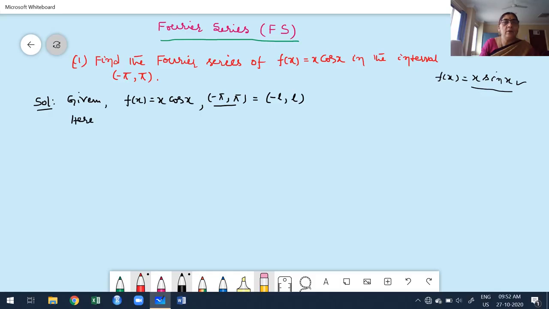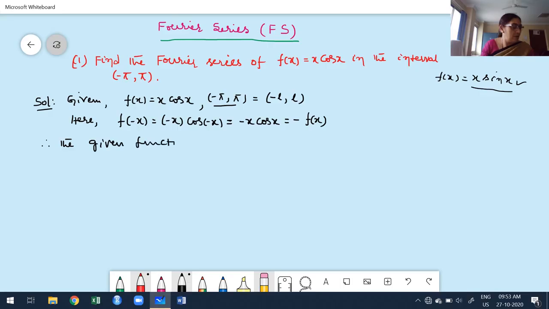How to verify even or odd here? I take f of minus x. Instead of x, I replace minus x. What do we get? Minus x into cos of minus x. You already know that cos of minus theta is cos theta, therefore minus x into cos x. Once you replace x by minus x, we get the same function with a negative sign, therefore minus of f of x. Therefore the given function is an odd function.